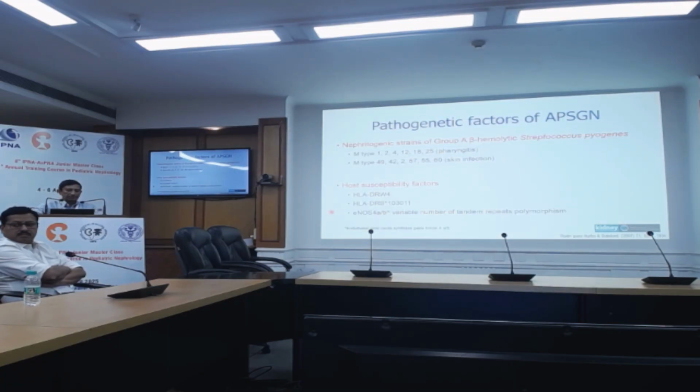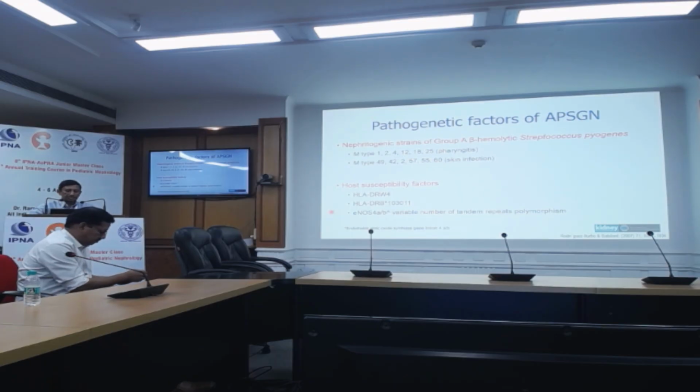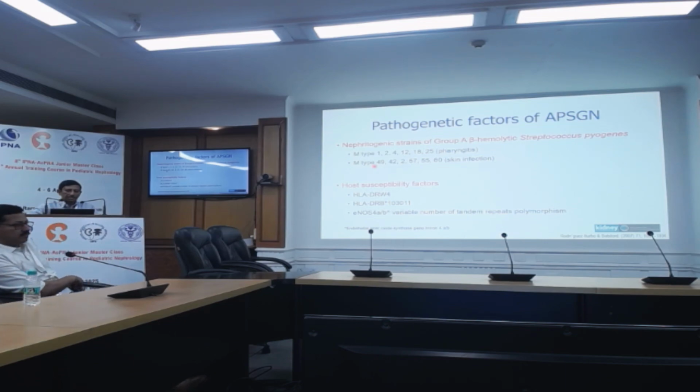So what are the pathogenic factors that cause post-streptococcal glomerulonephritis? One, of course, is the presence of a nephrogenic strain of group A beta hemolytic streptococcus, of which a number of serotypes, M types, have been defined as causing post-streptococcal glomerulonephritis. But not everybody who develops infection with a nephrogenic strain would develop an infection-related glomerulonephritis, which means there must be some host susceptibility factors responsible, which include some HLA types as well as some polymorphism, especially in the endothelial nitric oxide synthase gene.